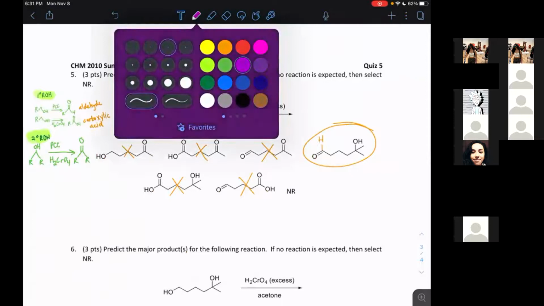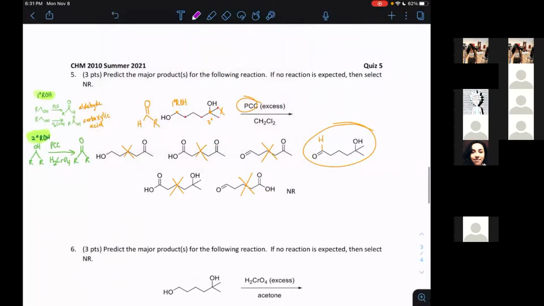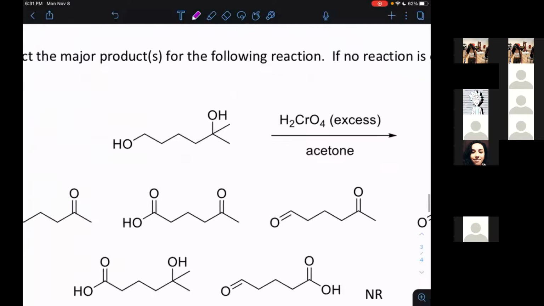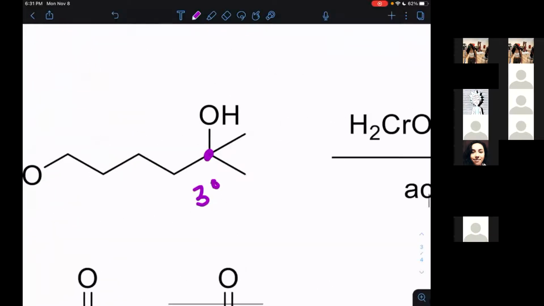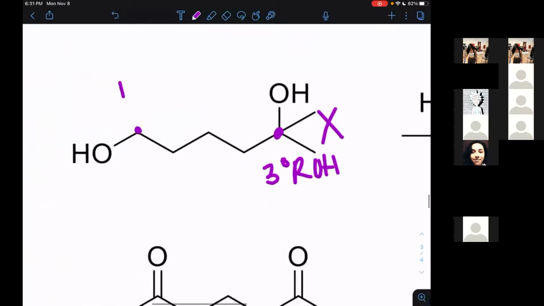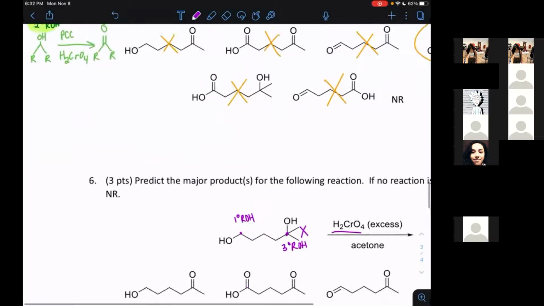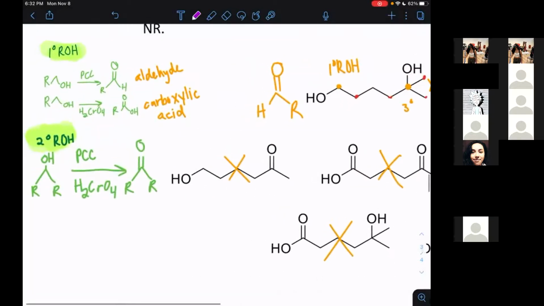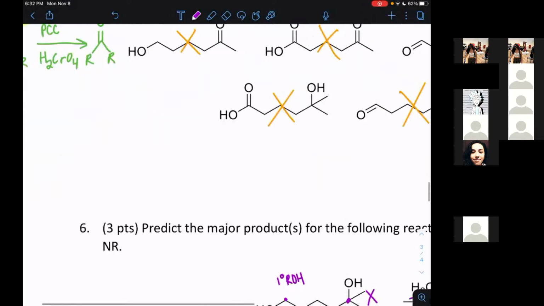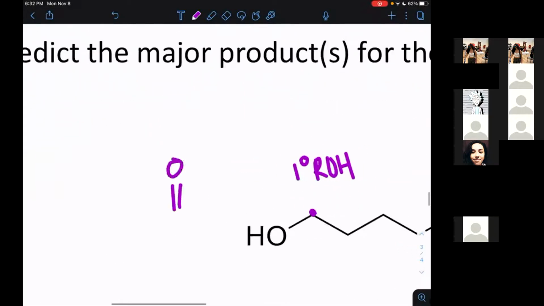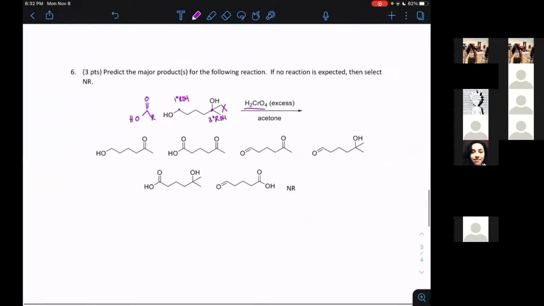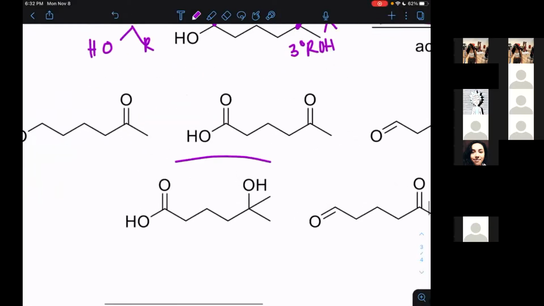We could go to the next one then. So again, we look at this one, it's 3 degree. So nothing happens here. This one's 1 degree still. So we're using chromate. So we just look at what it creates. At 1 degree, chromate creates a carboxylic acid. So it's going to look like a double bond to O and OH. So that's this one.